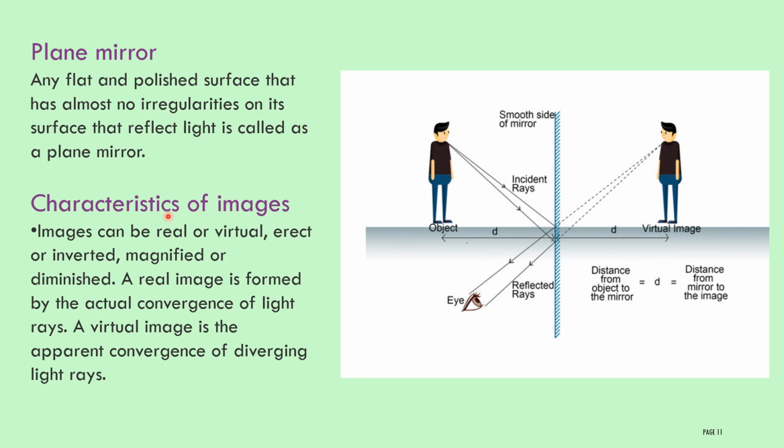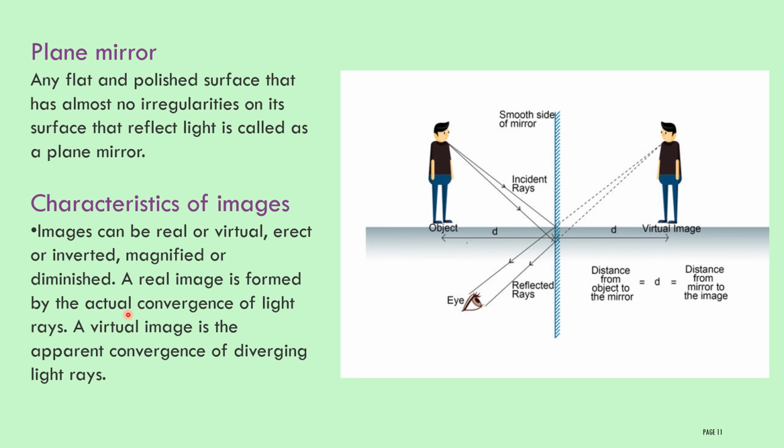Next, what are the characteristics of images, otherwise the nature of the images? The images can be real or virtual, erect or inverted, magnified or diminished. Let us discuss in detail one by one. A real image is formed by the actual convergence of light rays. A real image is nothing but an image you get on the screen. That type of image we will call a real image.